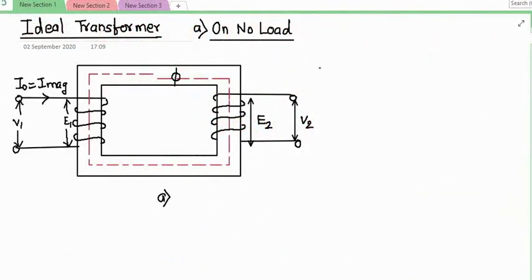So what do you mean by ideal transformer? Actually, in actual practice there is no transformer which is ideal. However, the concept of ideal transformer is very useful in designing or developing step by step the theory of the practical transformer. So what is ideal transformer?